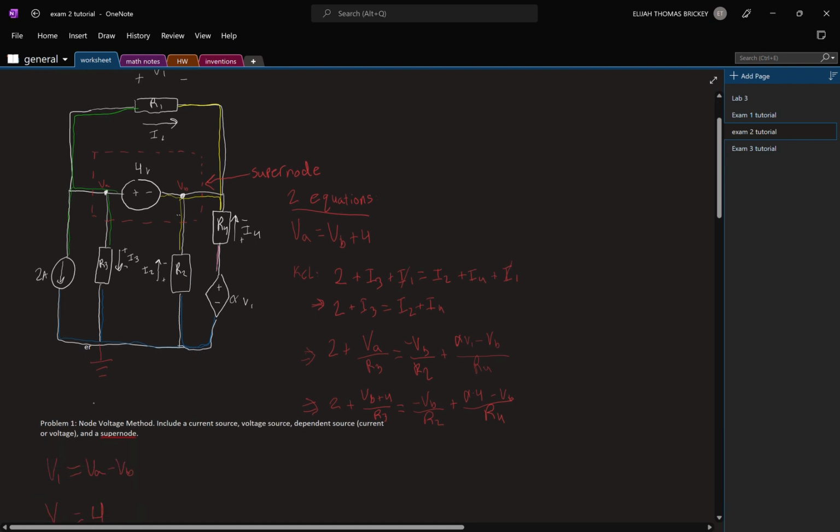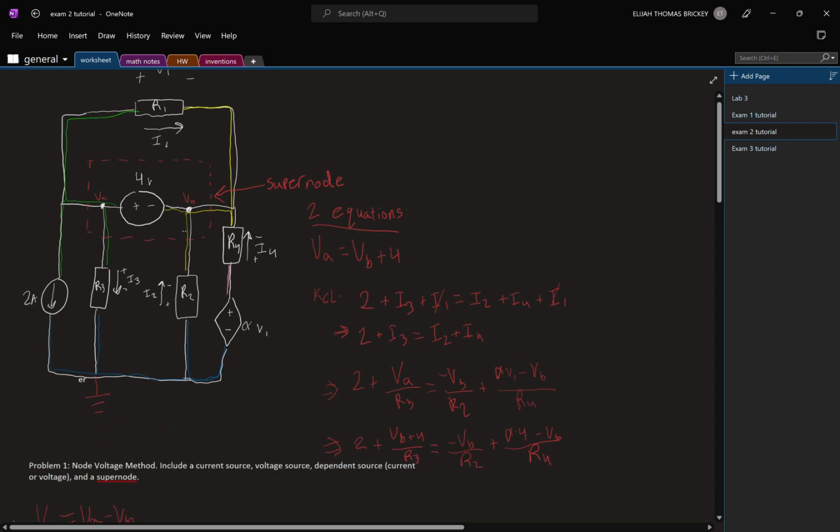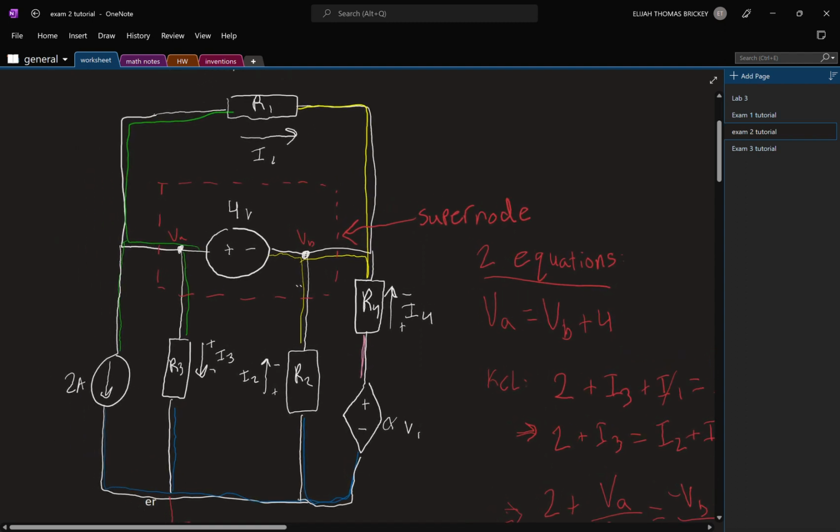In my exam 2, I decided to do problem 1, which is the supernode method. This is me figuring it out for my own custom circuit and working through it. The first step is to identify the supernode right here and to write the two equations.